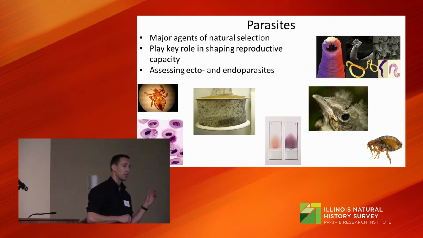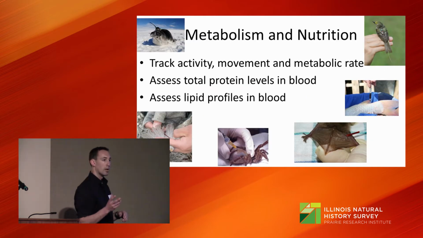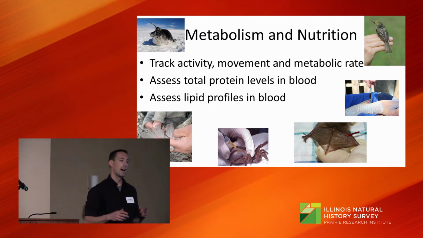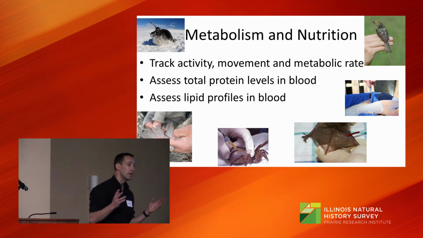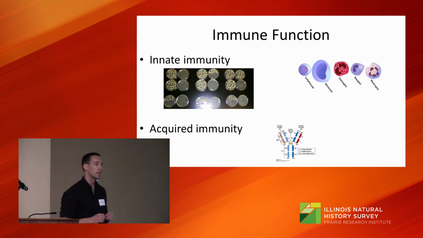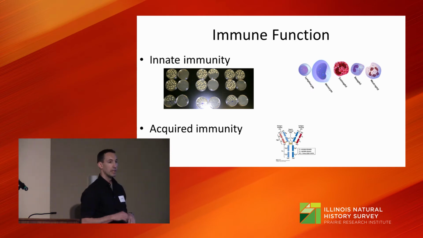Some researchers are using remote transmitters to track an animal's activity levels and even their metabolic rate in the wild. To complement these data, we can now assess aspects of nutritional health, like total protein levels and lipid profiles from small blood samples. Immune function is also another major component of condition. We can now assess aspects of immune function, such as bacteria killing ability, white blood cells, and different types of antibodies from a blood sample.